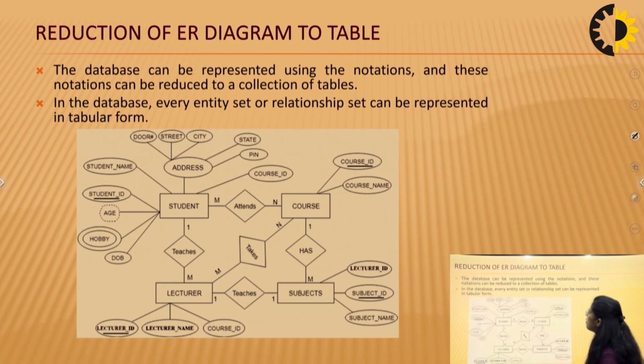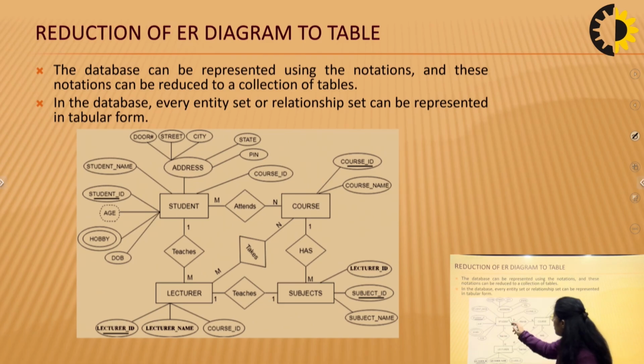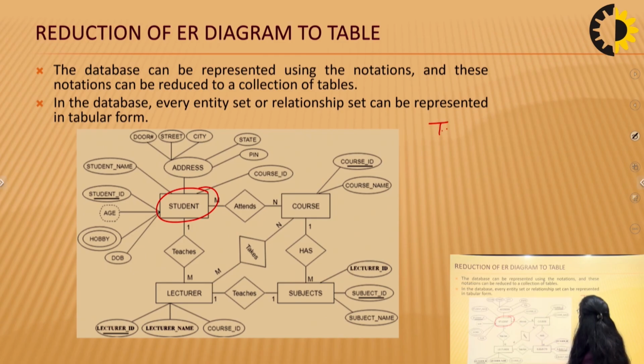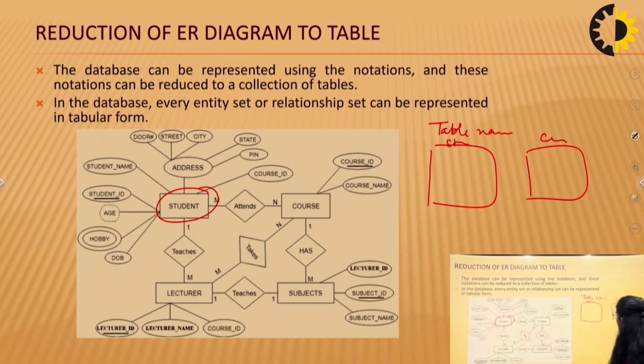Now, reduction of an ER diagram to a table. First of all, let's say we have this ER diagram. Firstly, this entity will be converted into a table name or a table, right? We will be having student table, course table, lecturer, and last is subject. All these will be the tables.